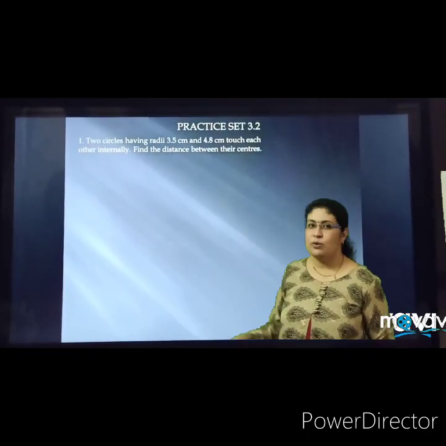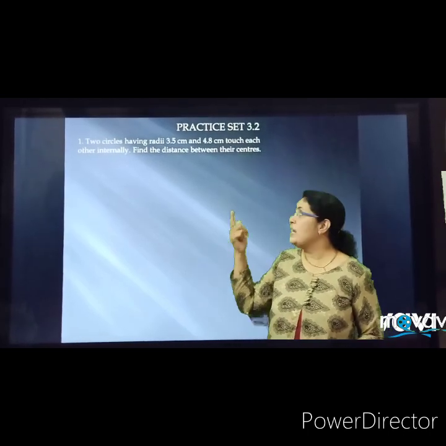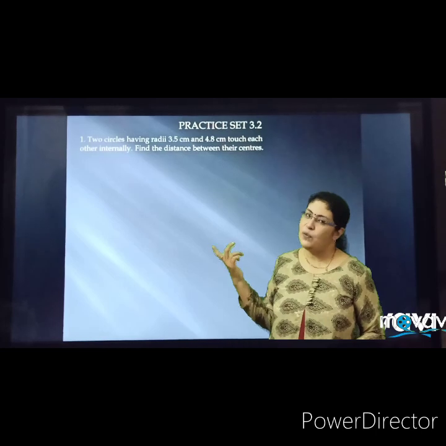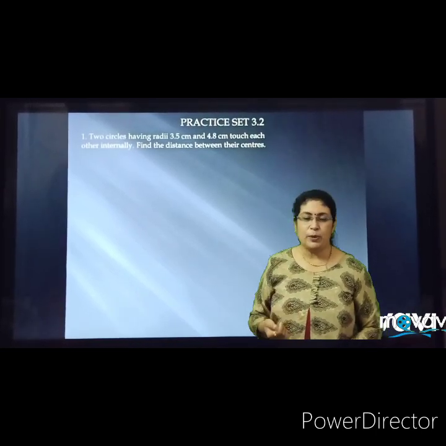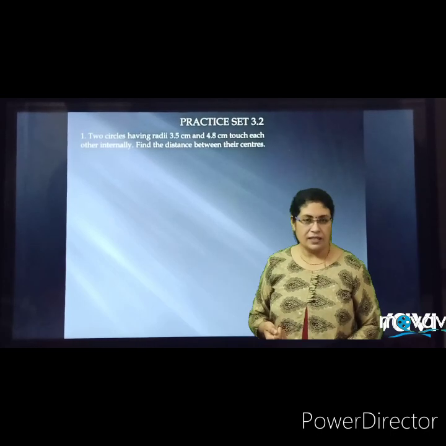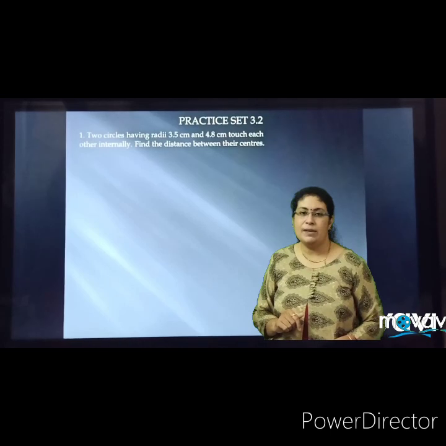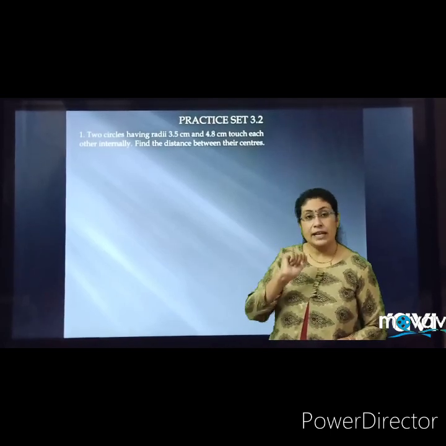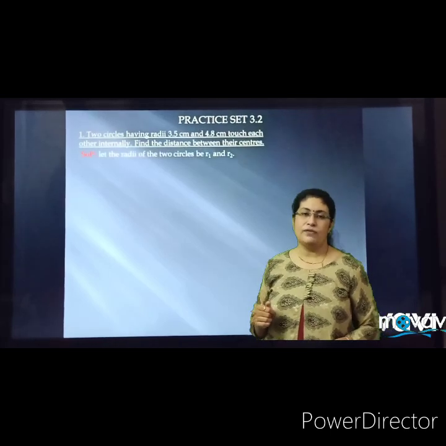In this question, you must have read it, they have given the radii of two circles. One is 3.5 cm and the other is 4.8 cm. You need to find the distance between the centers of these circles touching internally. Please keep in mind that the circles are touching internally. So how to write it down? Let us see the solution.